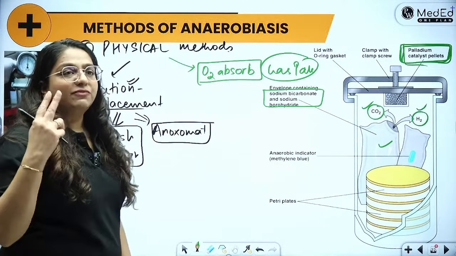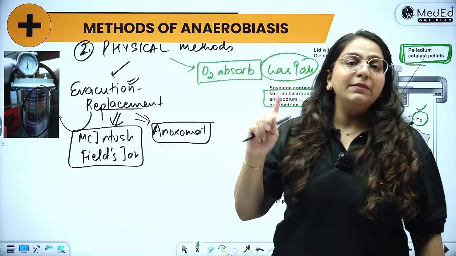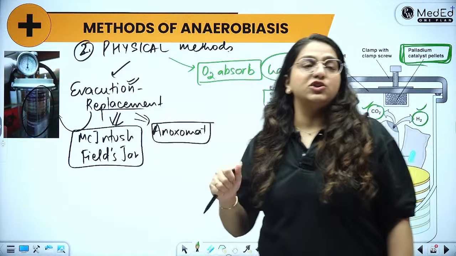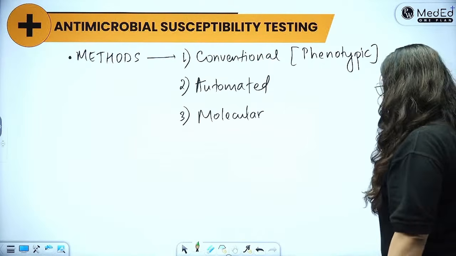So, two important physical methods are evacuation and replacement and absorption of oxygen, and one important chemical method is the reduced redox potential using the RCMB, right? So, you will write all of this.